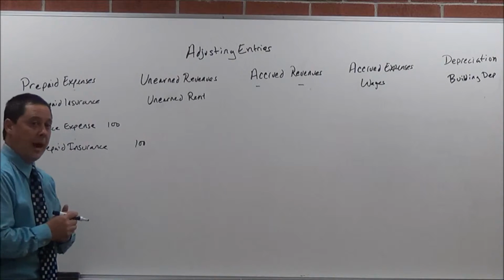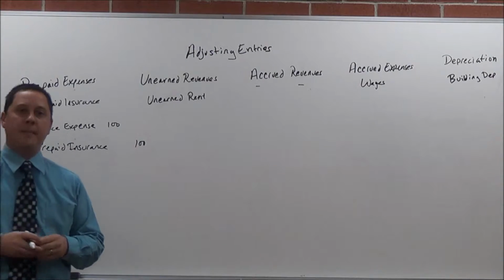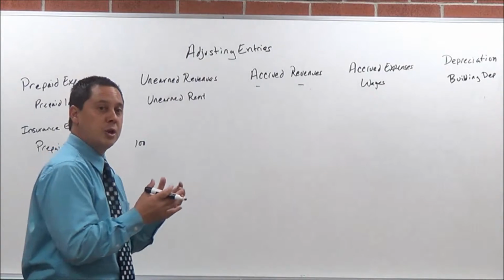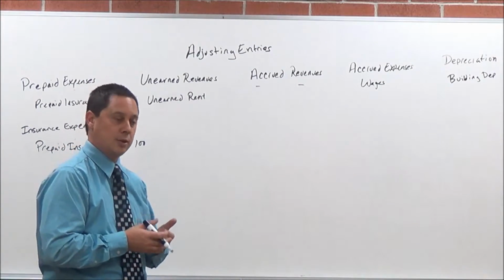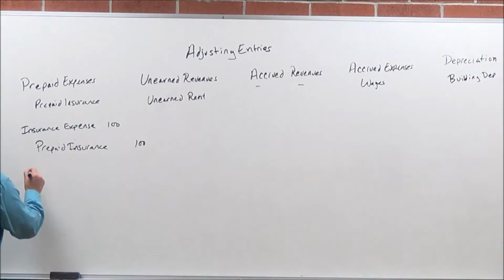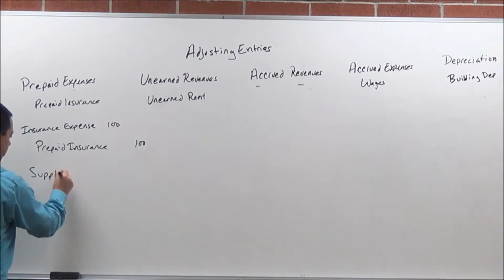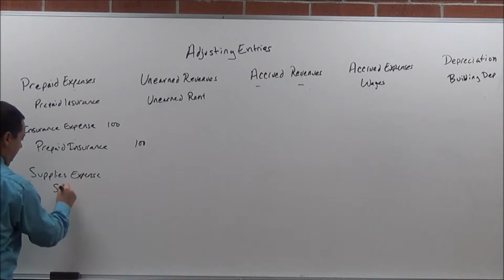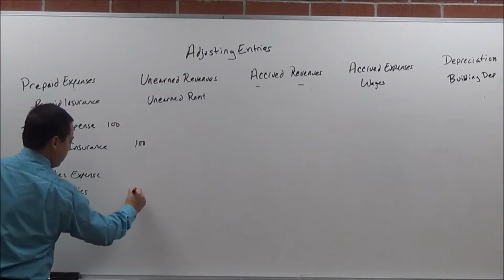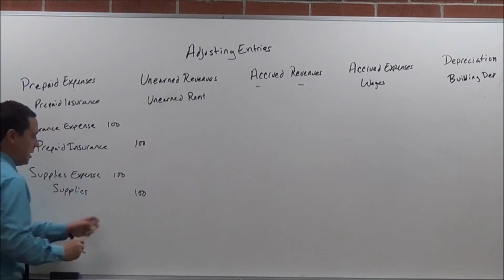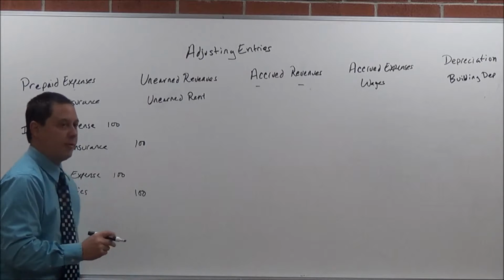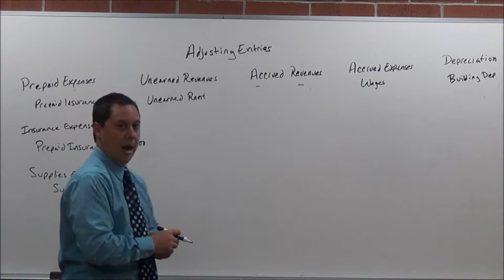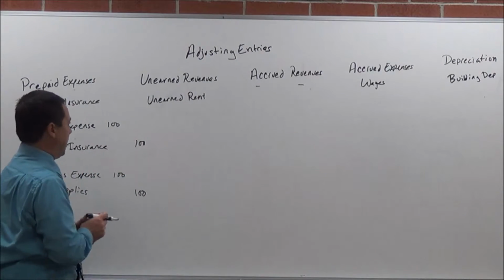This also could be done with supplies too, because sometimes we go over to a business and buy supplies. Maybe we buy $1,000 worth of supplies, and at the end of the month we've used $100. We find out we have $900 left of those supplies. So what we would do then is have supplies expense, and then we'd have supplies. We are then going to credit our asset, take away $100 from our asset, and have $100 in our expenses because we've used up some of our supplies. So that is your prepaid expenses side.